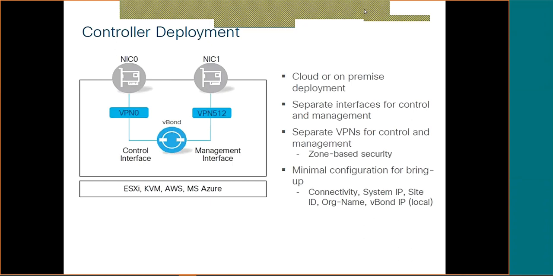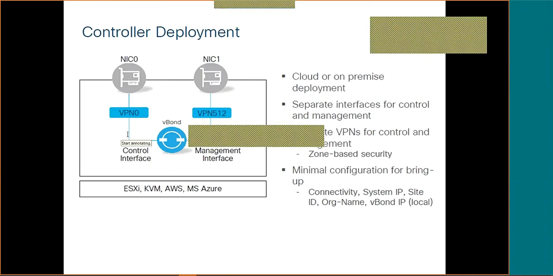This control interface has its unique IP configuration and gateway configuration, and also specific DNS configuration. Using this IP, gateway, and DNS, the VPN 0 control interface will be used to talk with other components. So using the control interface IP, vBond communicates with vManage, communicates with vSmart, and communicates with vEdges.